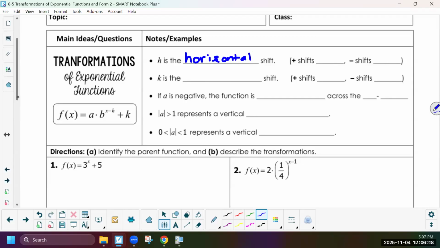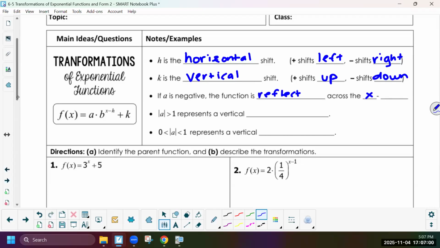Okay, so that controls left and right. And I believe I put on your notes, remember H is the opposite. So when you are adding to the X value, you're really moving to the left. And when you're subtracting, you're moving to the right. K is our vertical shift. Okay, and that one's very self-explanatory. Shifting up is when you add at the end, and shifting down is when you subtract. If A is negative, that is going to reflect our function across the x-axis.